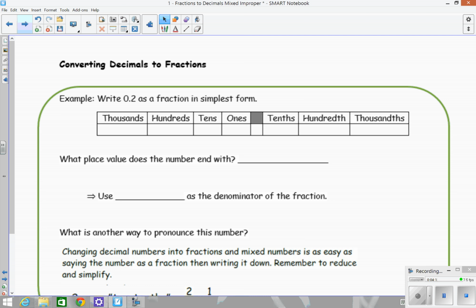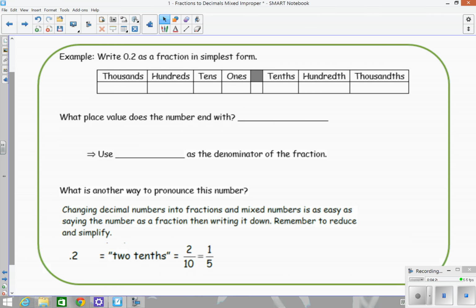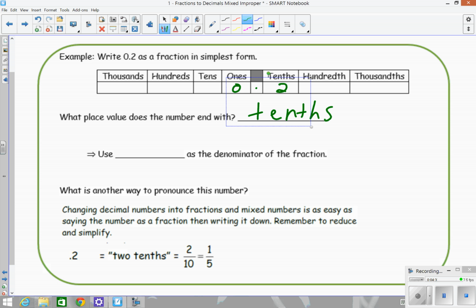The next thing I want to look at is converting decimals into fractions. This is where we really got to rely on our place values. For this, many of you probably don't need the place value chart, but it's helpful if you are stuck. If we have the decimal 0.2, we know we have 0 in the ones place, and 2 in the tenths place. That is where our number ends, and that's what we're going to use as our denominator.